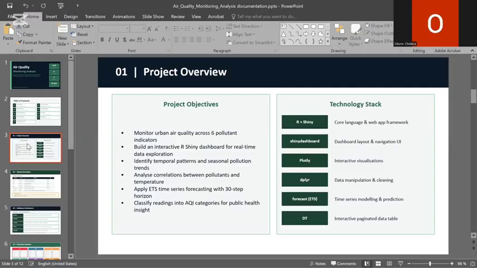The stack is R with Shiny for the core app, shinydashboard for layout and navigation, Plotly for interactive charts, dplyr for data cleaning, the forecast package for ETS modeling, and DT for the paginated data table.